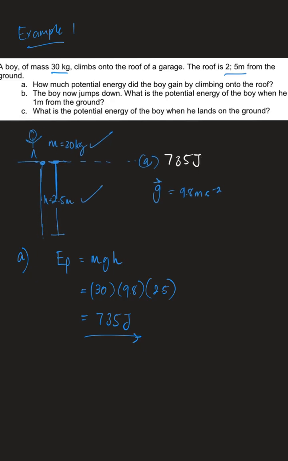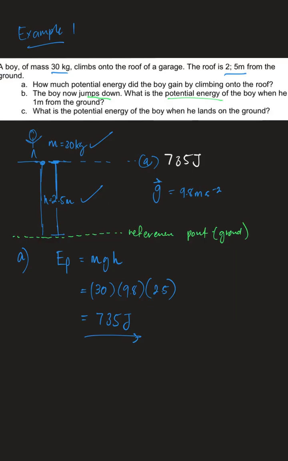Look at the next question. The next question says, now the boy jumps down. So this is important. What we need to understand is that here on the ground, that is our reference point. Everything is with reference to that ground point. So the ground. He jumps down. What is the potential energy of the boy when he is 1 meter from the ground?